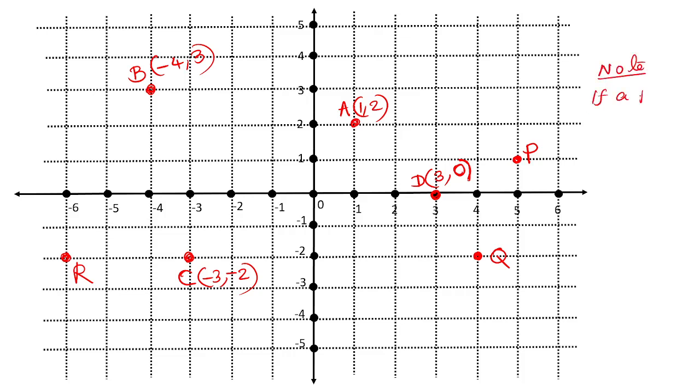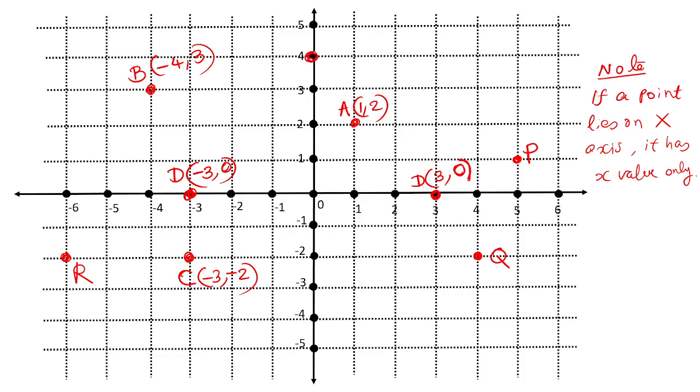If a point, it's very important, lies on x-axis, it has x value only, meaning that the y value will be 0. For example, here we have a point D. D lies on x-axis, so it has x value only. -3, right? So -3, y value will be 0. If the point lies on x-axis, it has only x value.